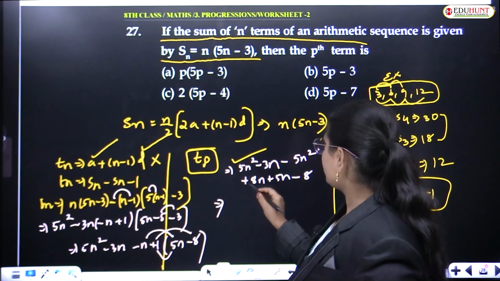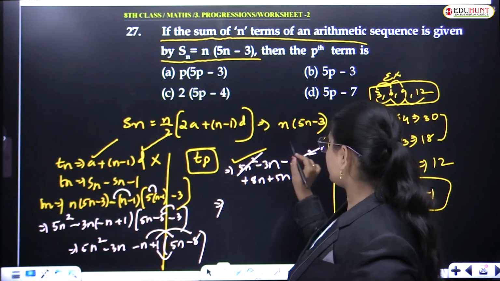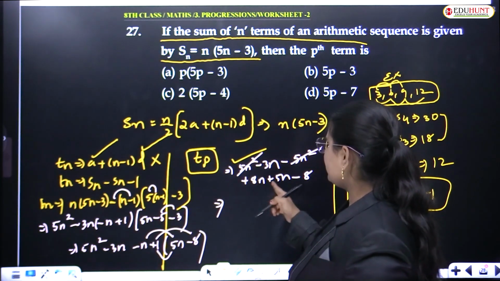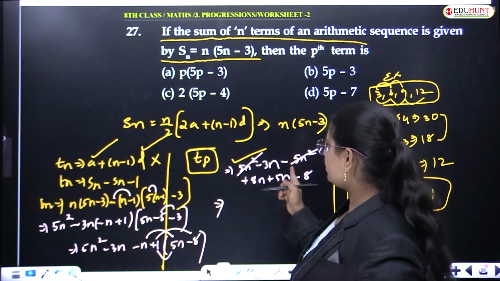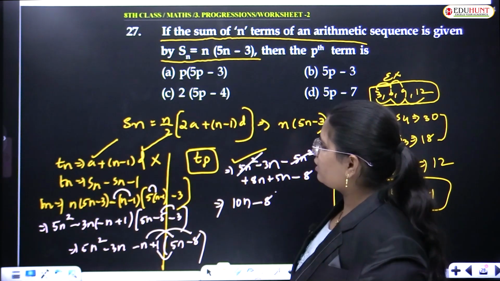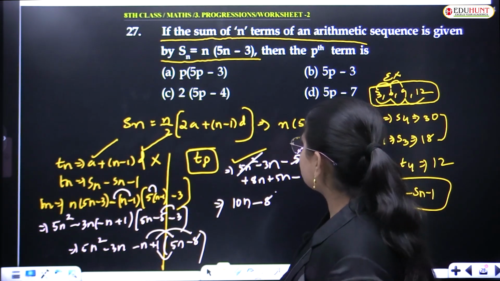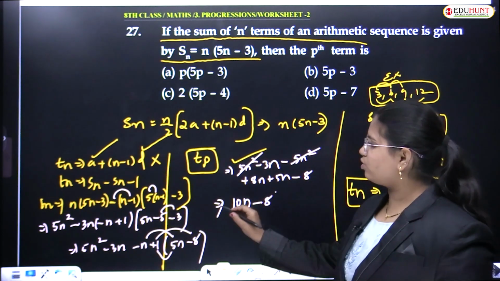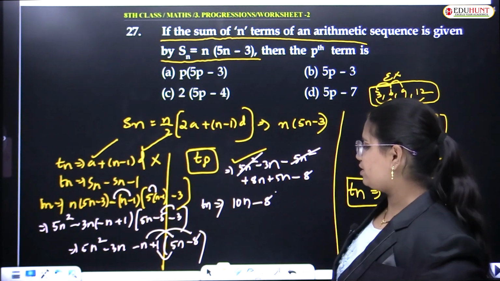Please simplify this. Plus 5n square minus 5n square will get cancelled. 8 plus 5 is 13. 13 minus 3 is 10. 10n minus 8. So what is the formula? What is the value you got? Tn is equal to 10n minus 8.